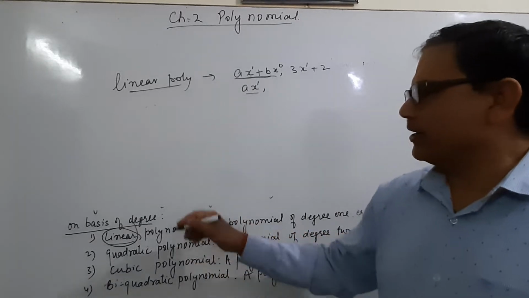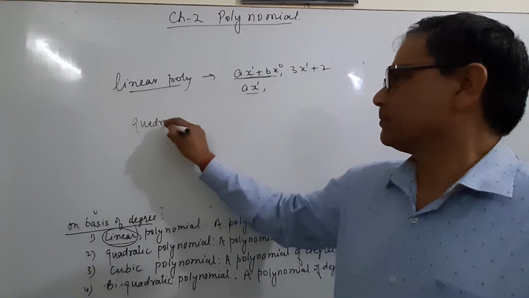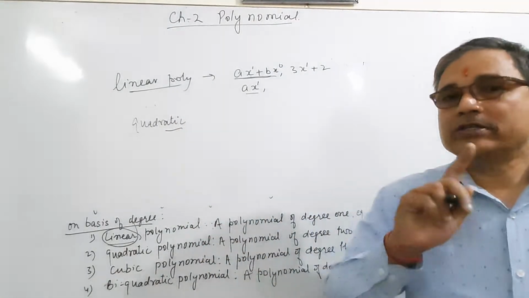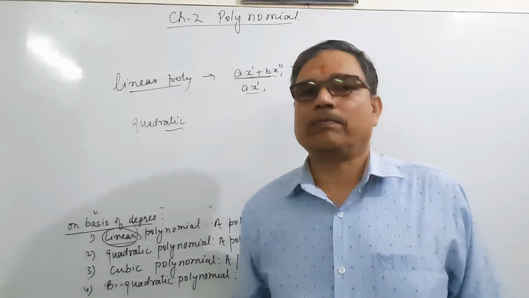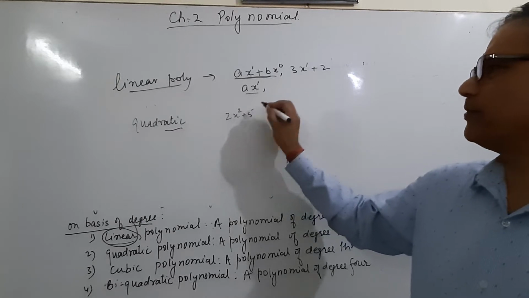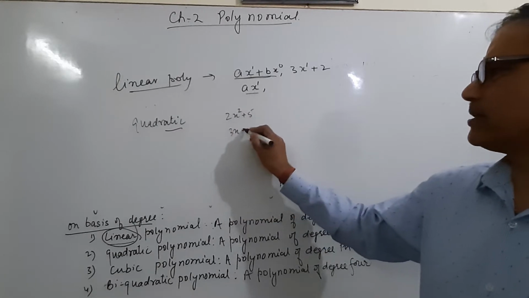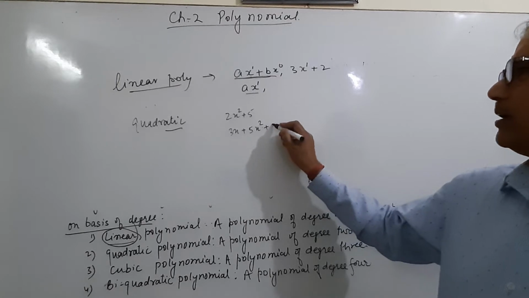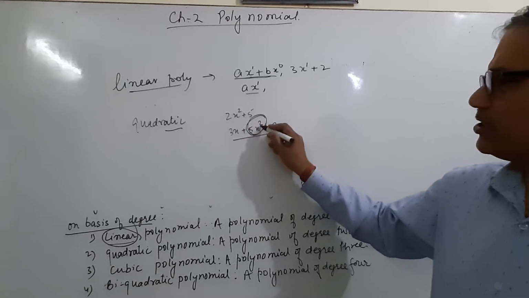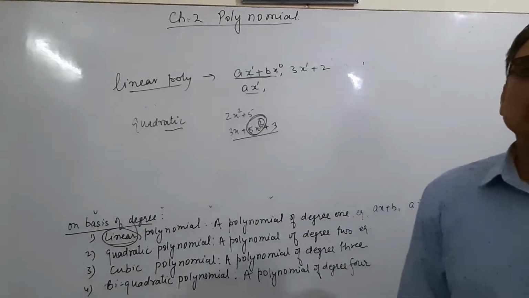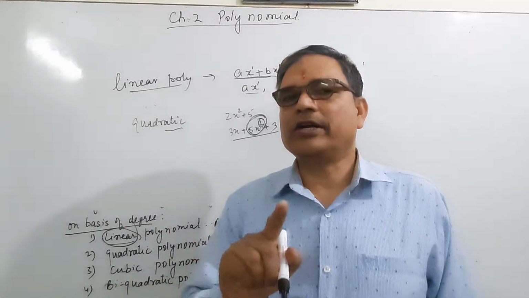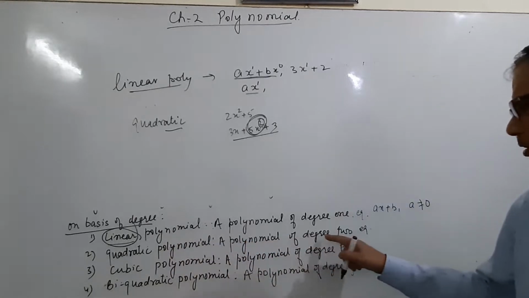Quadratic polynomials are those polynomials which have degree 2. Degree means the highest power. For example, 2x square plus 5, 3x plus 5x square plus 3. The highest power is 2, therefore the degree is 2. A quadratic polynomial is a polynomial of degree 2.